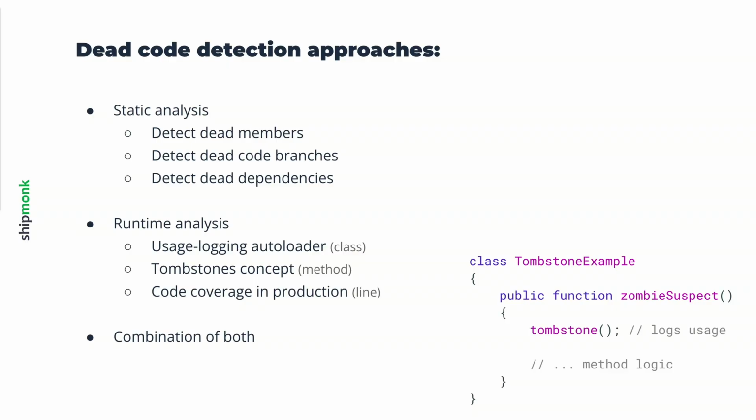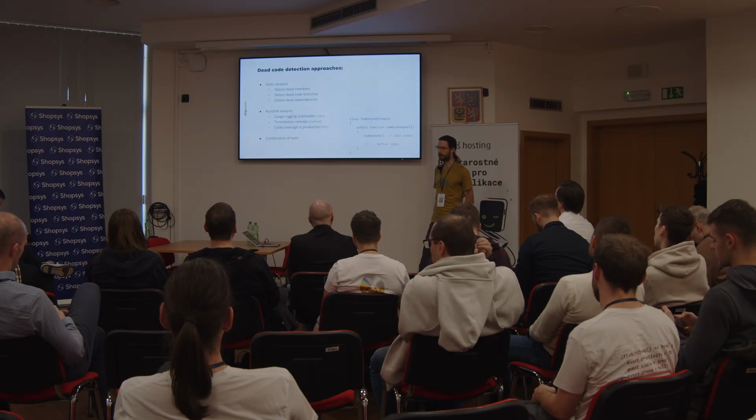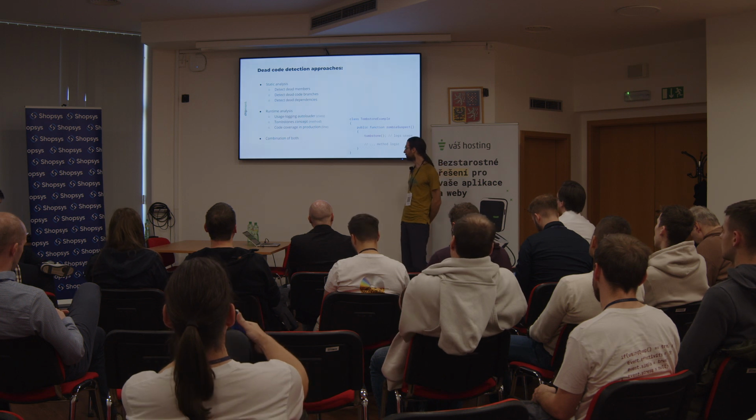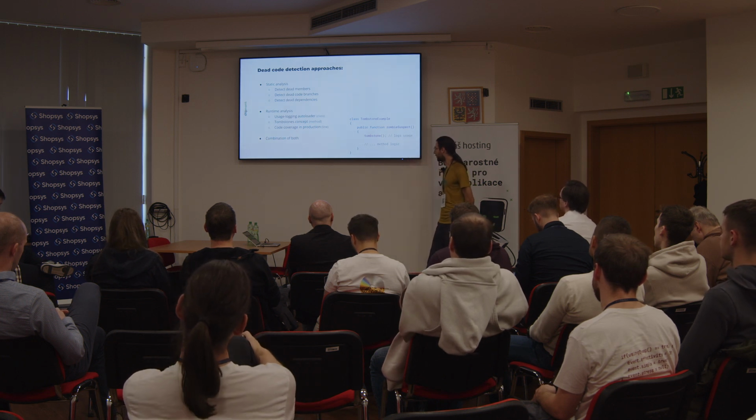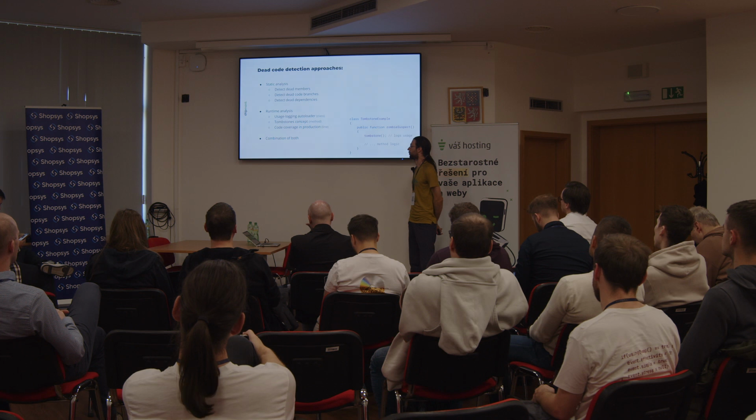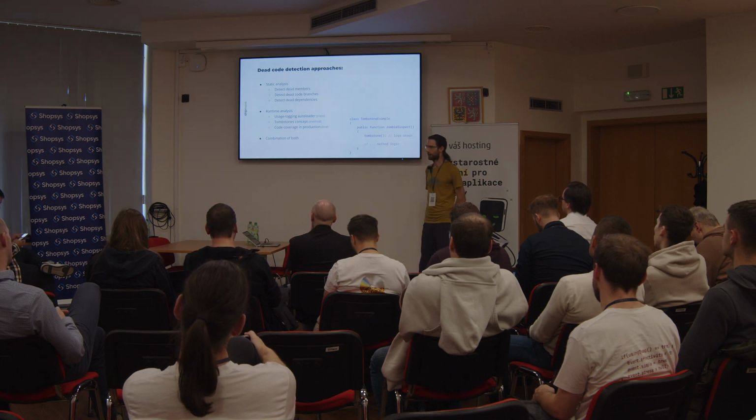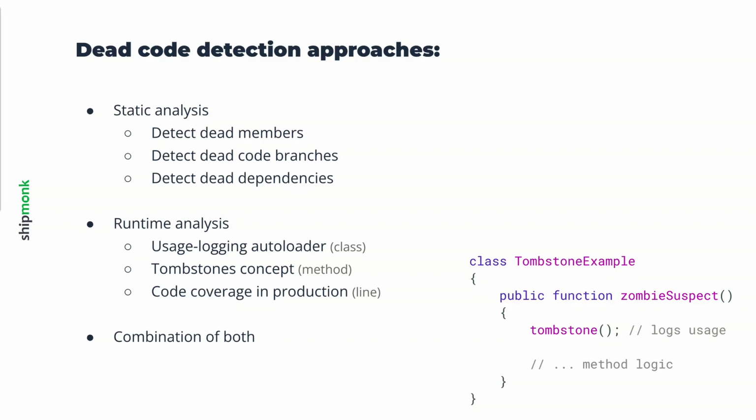But the problem is there is significant performance overhead. So basically nobody does that, because slowing down your production by 30% or something like that, nobody dares to do it. So you can do something called tombstones. That's a pretty old concept, and it's nothing more than logging which methods are being used and which are not. You can do it manually in your methods, use any kind of logging system, then check what was never called and delete those things. So that's also an option.